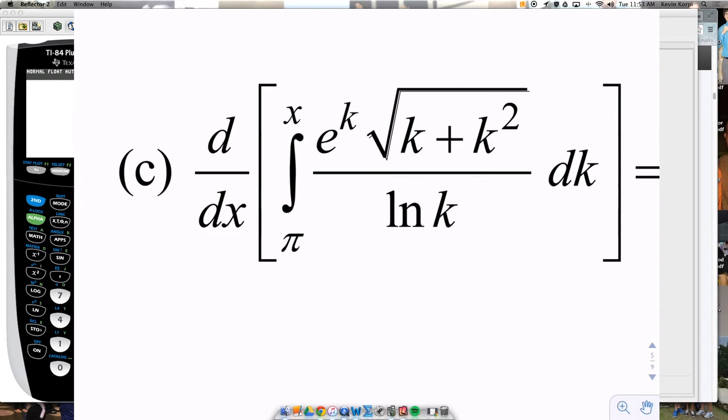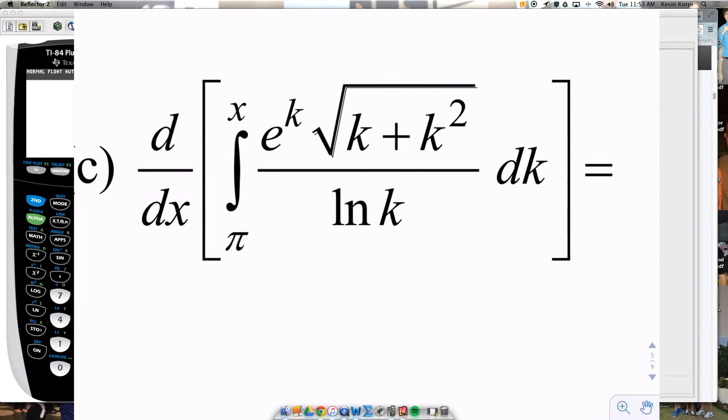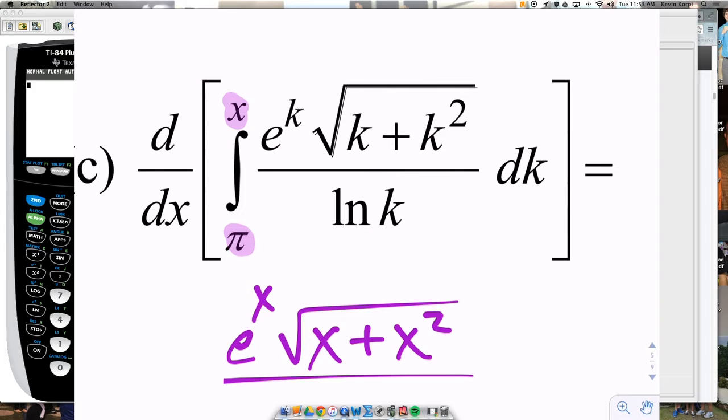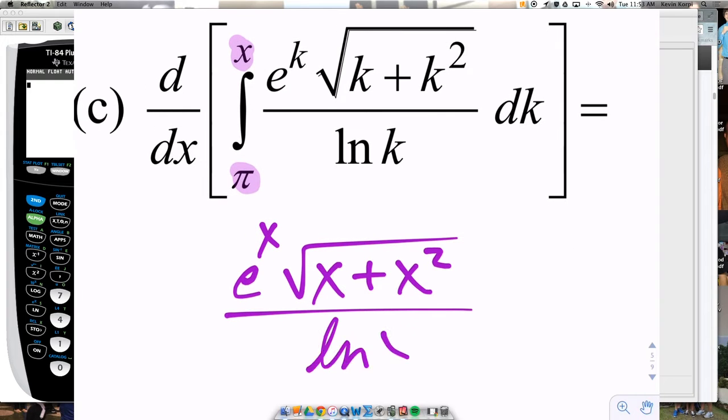Okay, the next one, the derivative with respect to x of the integral from pi to x of e to the k blah blah blah dk. Don't think too hard. It should just be e to the x square root of x plus x squared all over natural log of x. Sweet.